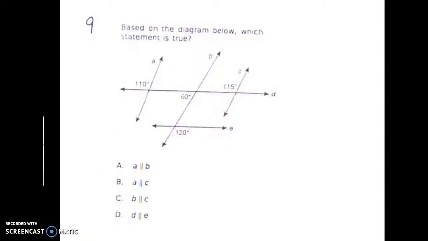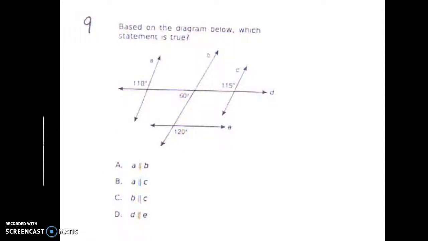Question number 9 says, based on the diagram below, which statement is true? I go ahead and look at those answer choices first. Remember, the double vertical line means the word parallel. Answer choice A says A is parallel to B. Next, A is parallel to C. B is parallel to C. D is parallel to E. So I've got all these different lines involved in this diagram. I've got some angle measures.